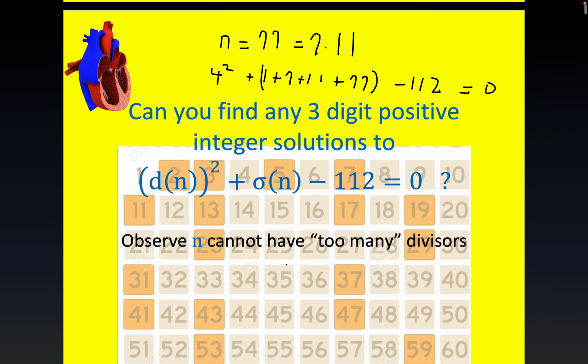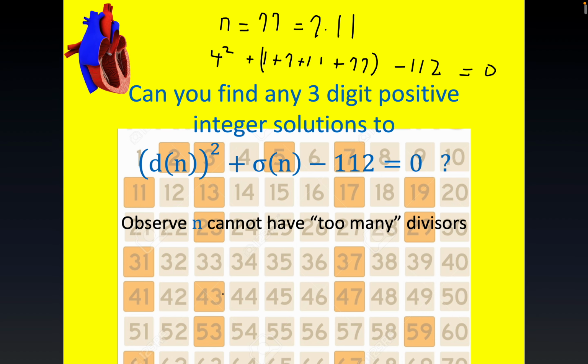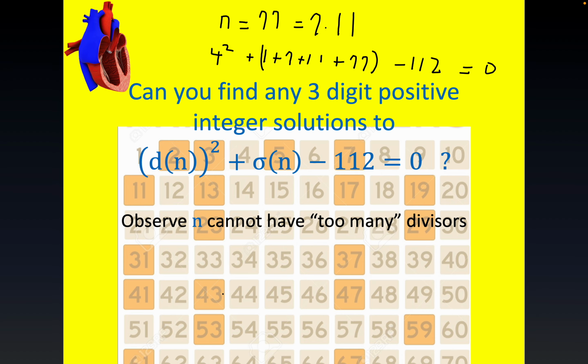Now, this comment here that n cannot have too many divisors is kind of vague, but notice that the 112 produces a constraint on how large sigma of n can be. It's going to grow pretty fast, right? You're adding up all the divisors, including the number itself. So you can't pick a super large n. Let's take a look at a little bit of machinery that will make this problem a little bit easier.